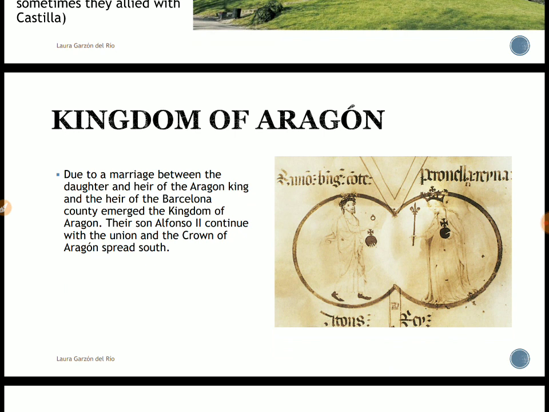What happened with the Kingdom of Aragon? Due to, again, different marriages between the daughter and heir of Aragon and the heir of the Barcelona County, the big Kingdom of Aragon is going to emerge, with the part of the Kingdom of Aragon and the Catalan counties, and the Crown of Aragon is going to spread south, unified.